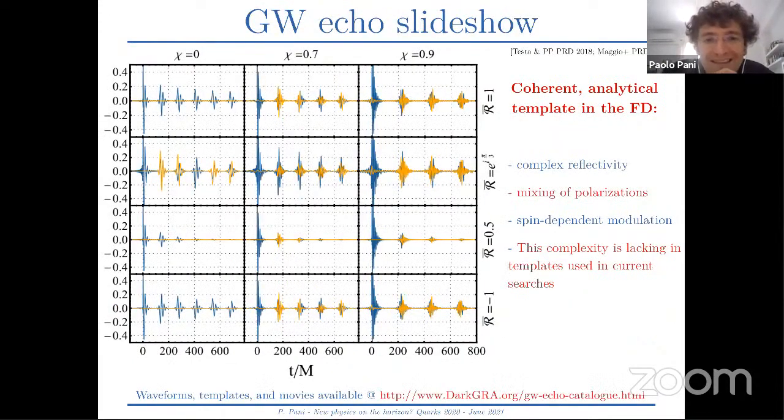I also want to stress that the echo waveform is very complicated, and here is just a slideshow for different spin of the remnant, different reflectivity. And as you can see here, there are two colors because there might be two polarizations. So a real waveform should include mixing of polarization, spin effects, frequency modulation. So the signal is very complex, and this is not what has been used so far in searches. So I think an important point would be to extend this in the future with more realistic signals.